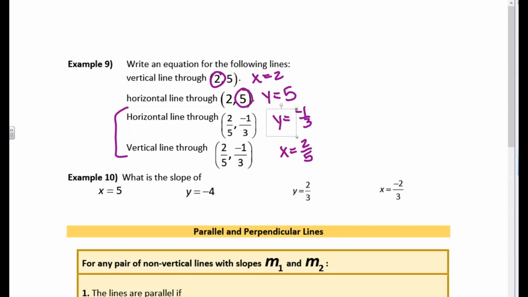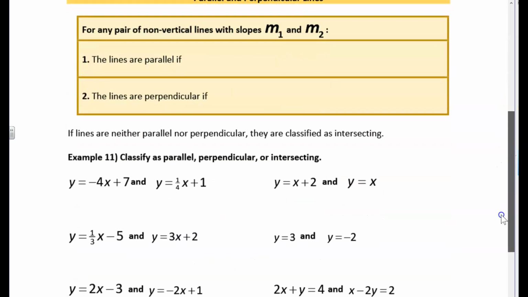And we should get y equals negative 1/3 and x equals 2/5. Now, let's take a look at the slopes of these lines down here. x equals 5. Remember, the slope of any x equals equation, x's are always vertical lines, so this one here is undefined. Whereas a y equals line is always horizontal, and horizontal lines have a slope of 0. So I want you now to do the last two questions here. Okay, go ahead and check your work. You should get a slope of 0 and a slope that's undefined.